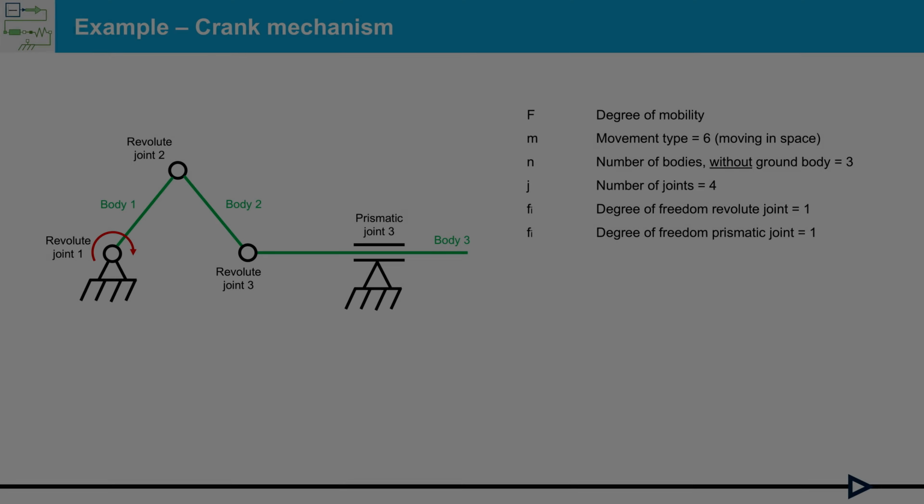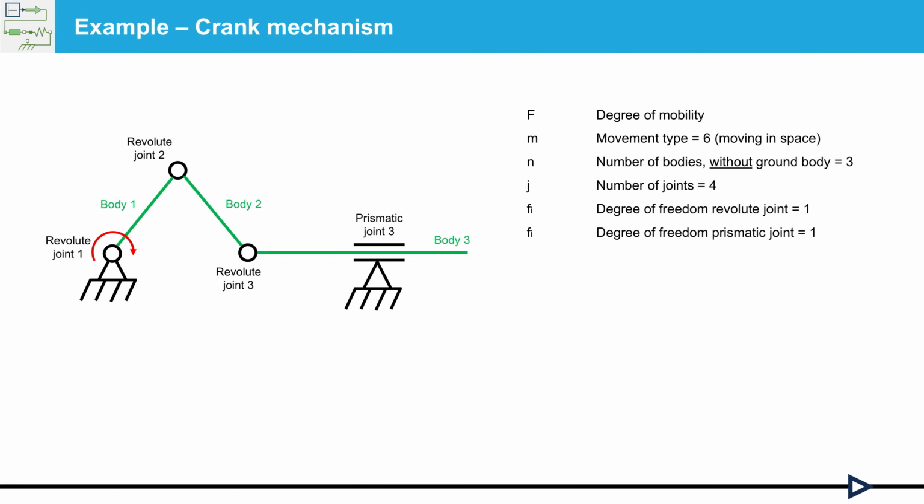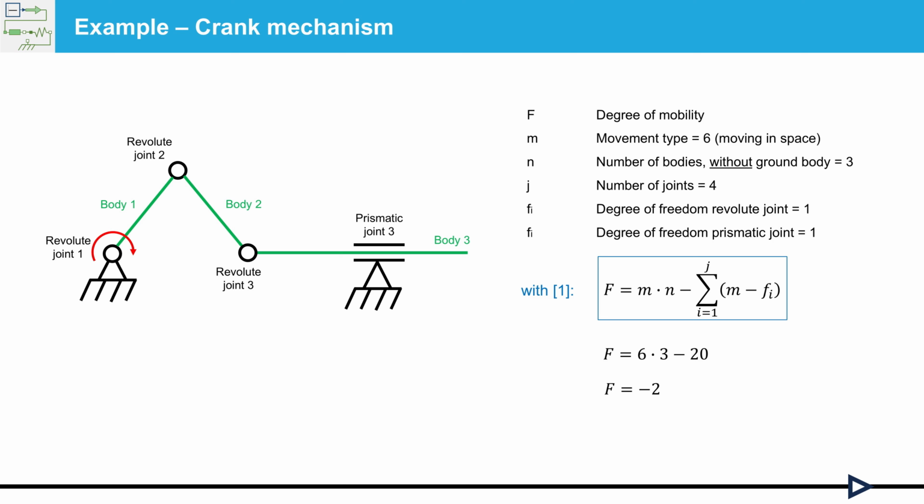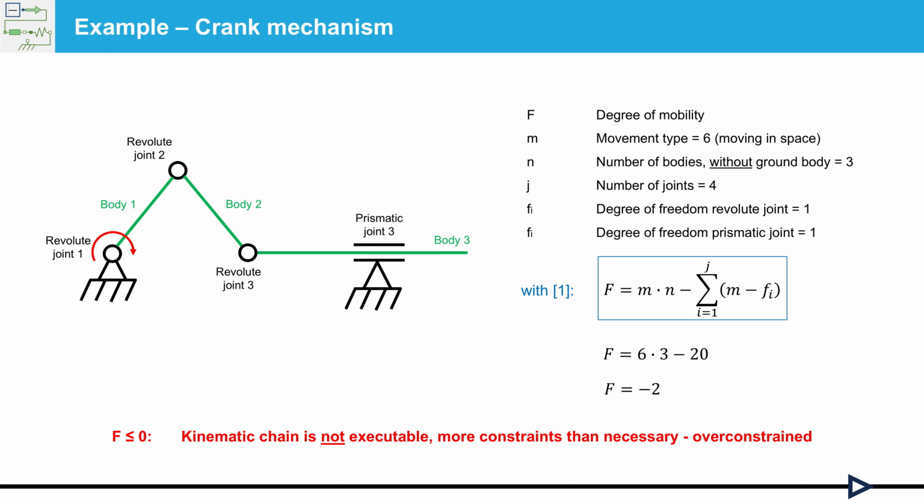Another example, a crank mechanism with 3 bodies, 3 revolute joints and a prismatic joint. For movement tube 6 in space with 6 degrees of freedom, we have a degree of mobility of minus 2. This mechanism is not executable. We will look at this example in OpenModelica.